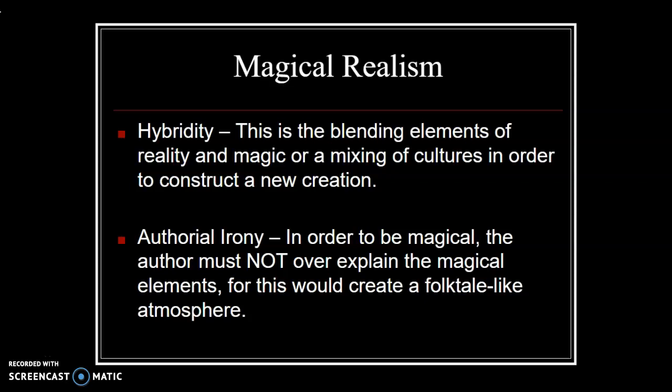This is where the second point comes into play, this authorial irony. In order for this kind of magical element to be fully played out, fully fleshed out in this story, the author does not over explain the magical element. So you're going to notice a difference between, for instance, the Old Man and the Spider Girl. The Old Man is not explained very much to us at all. We have no backstory. We have no idea where he comes from. We have no idea what he is.